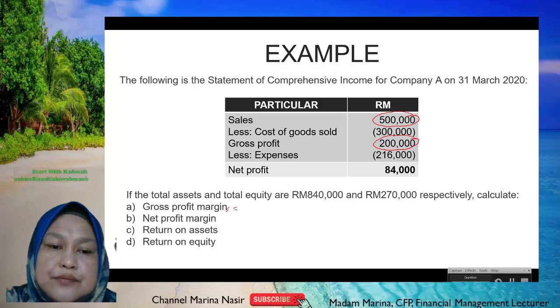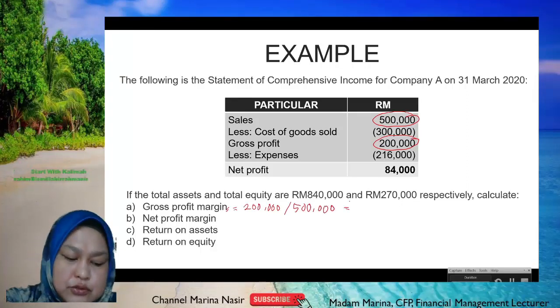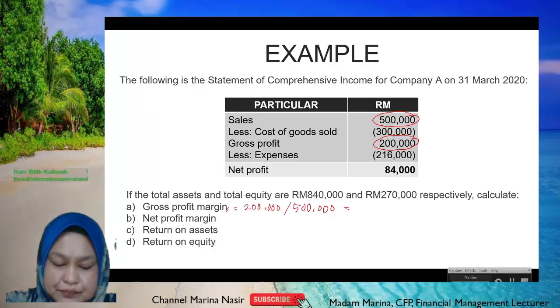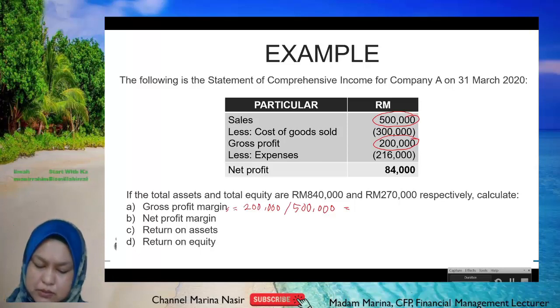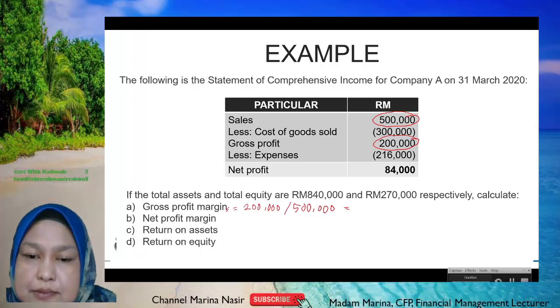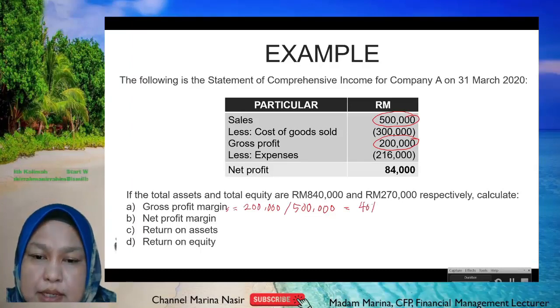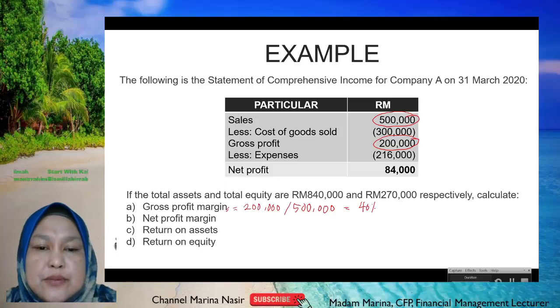So 200,000 divided by 500,000 equals 40%, times 100. Okay, this is our gross profit margin. How to interpret this 40%?